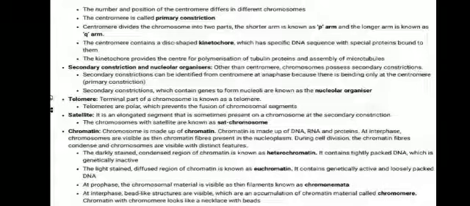It contains tightly packed DNA which is generally inactive. The light stained diffuse region of chromatin is known as euchromatin. It contains genetically active and loosely packed DNA. At prophase, the chromosomal material is visible as thin filaments known as chromonemata. And at interphase, bead-like structures are visible which are accumulations of chromatin material called chromomeres. Chromatin with chromomeres looks like a necklace with beads. So these were all the parts of a chromatin.